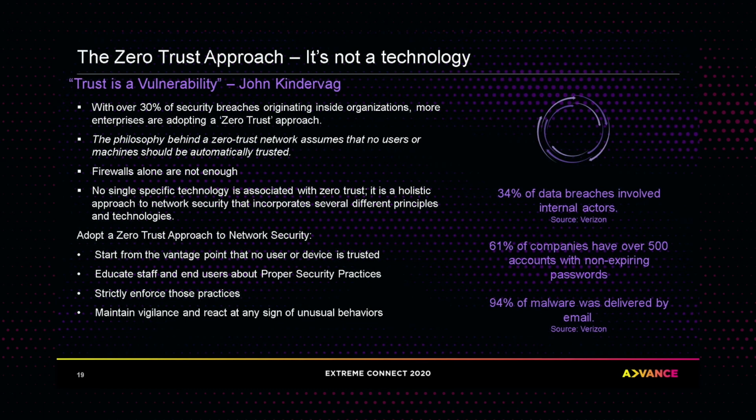But remember, the philosophy assumes that no users or devices or machines should be automatically trusted, and as a result, firewalls alone are not enough. We have to have a holistic practice that marries the network, firewalls, intrusion detection. All of this needs to be married consistently. And again, we want to start from the vantage that no user or device is trusted. Educate your staff, make sure they're aware of the practice, strictly enforce those practices, and then maintain vigilance. Very, very key.